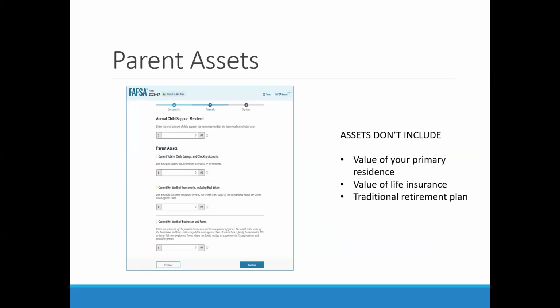It will ask some asset information and just some things to point out. Assets don't include the value of your primary residence. So the home that you live in, you do not have to put the value of that as an asset for real estate. If you do have a second home or rental properties, you do need to put the value of those. Assets also don't include the value of life insurance or any sort of traditional retirement plans.